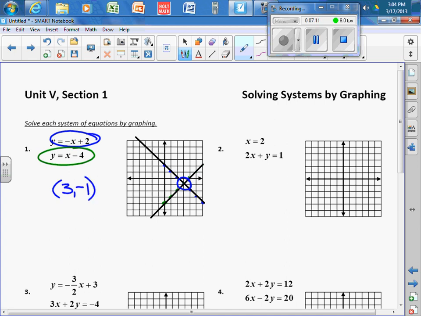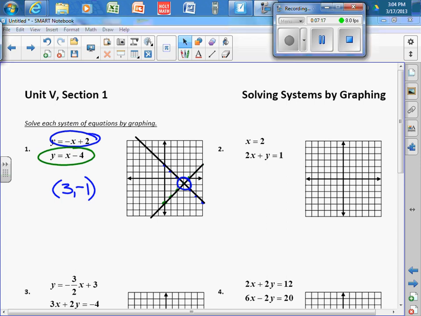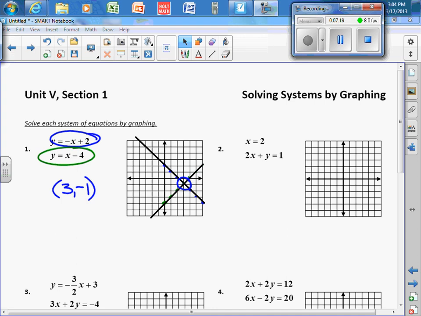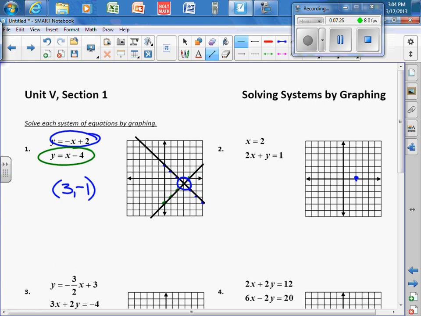Now, in number 2, x equals 2, special kind of line. Do you remember how to graph this one? Well, we want to know where is x equal to 2. How about right here? It will be a vertical line going through that point. So one line is here.